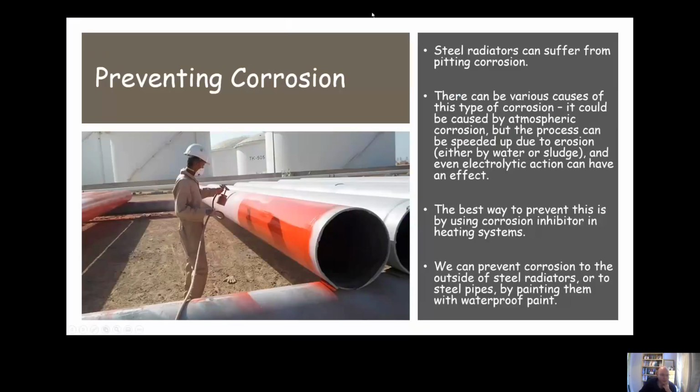And we can prevent corrosion with ferrous metals, particularly in radiators, by painting them. We paint them on the outside, and to protect them on the inside, we would use a chemical inhibitor in heating systems.